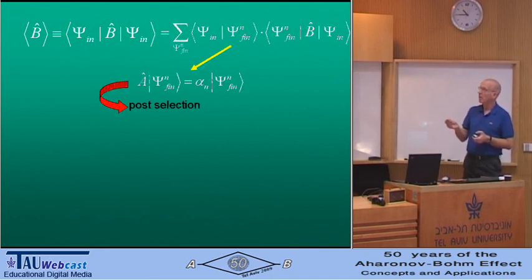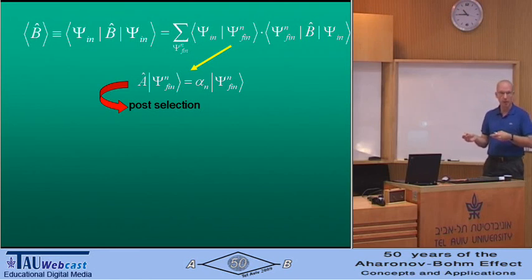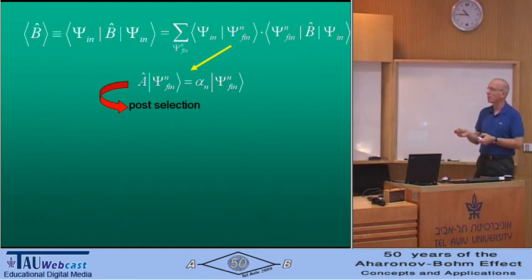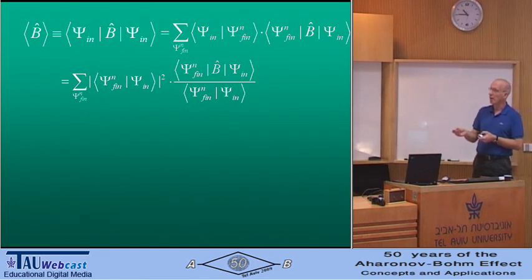Now, this will be the only mathematics in this talk. So now we insert a complete basis here in the middle. And for this complete basis, we use the eigenstates psi final n of the operator A. This is the operator used in the post-selection step, in the last step of our procedure. Now we multiply and divide by the scalar product of the initial state and one of the final states, psi final n, and we sum over n.